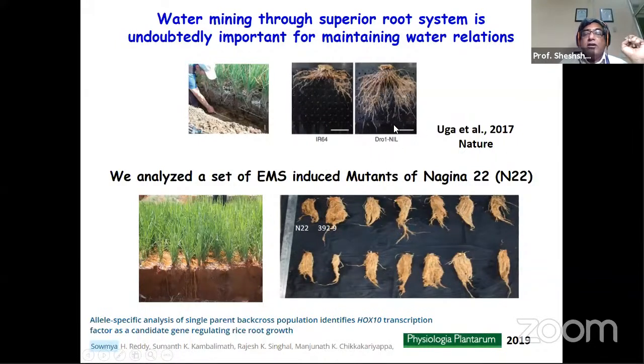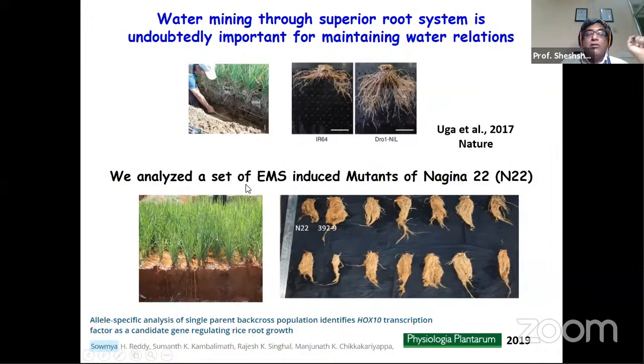And then they showed a deep-rooted individual which has the near isogenic line for a particular QTL called DRO1, and that particular DRO1 is deep-rootedness in rice. And when they put it into a high-yielding, water-loving IR64, it started becoming better in terms of that. So we wanted to do a similar kind of thing.